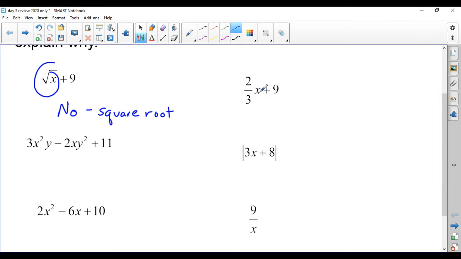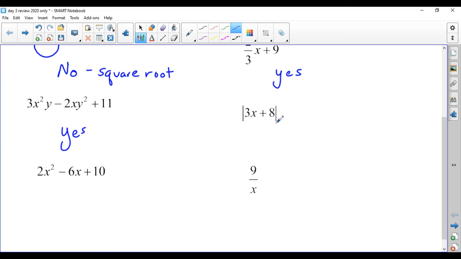Here I have 2/3 times x plus 9. It's all multiplication and addition, so yes, this is a polynomial. Here, 3 times x squared times y minus 2 times x times y squared plus 11. It's all multiplication, addition, subtraction. Yes, you can have more than one variable in a polynomial. We don't do a lot with them, but that is a polynomial.